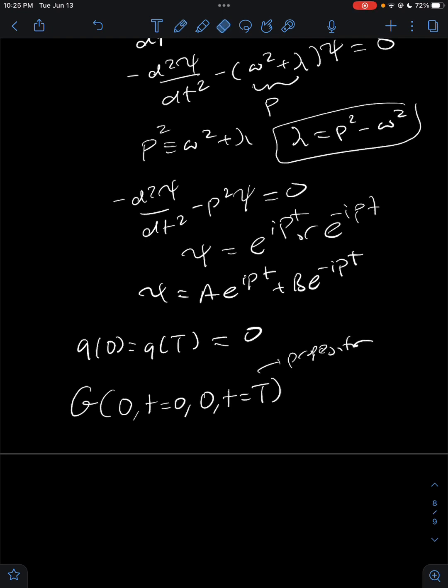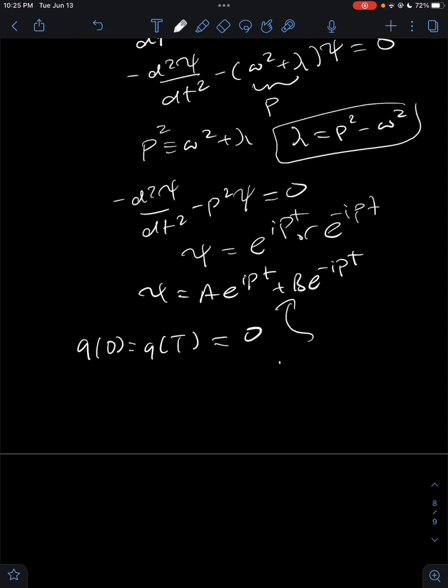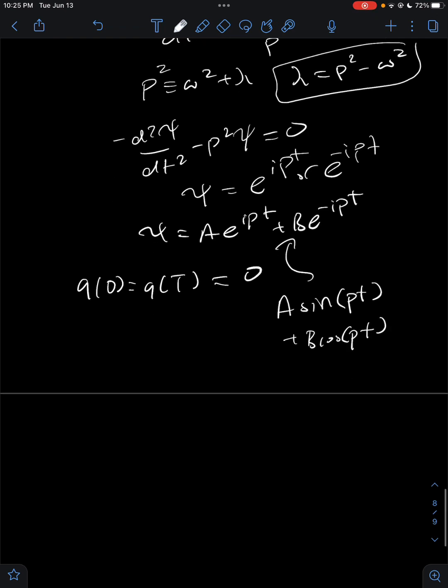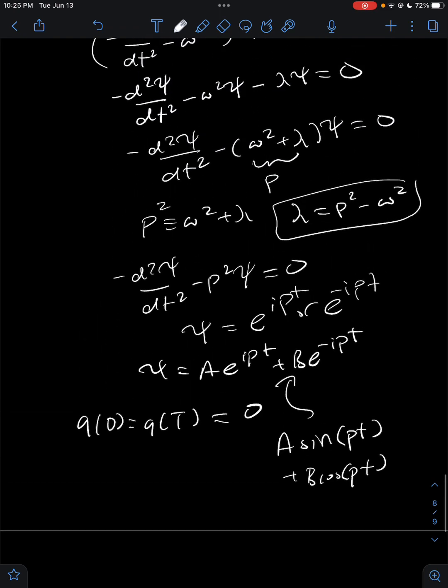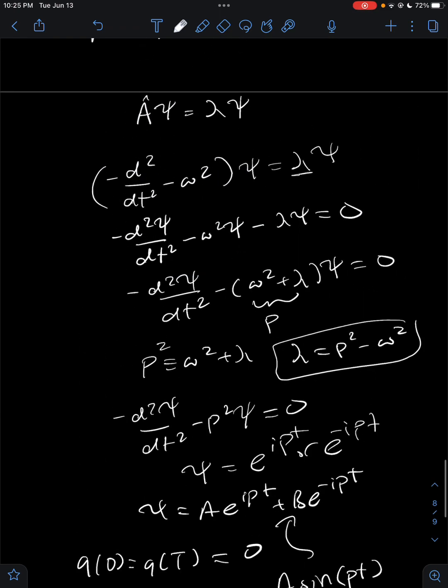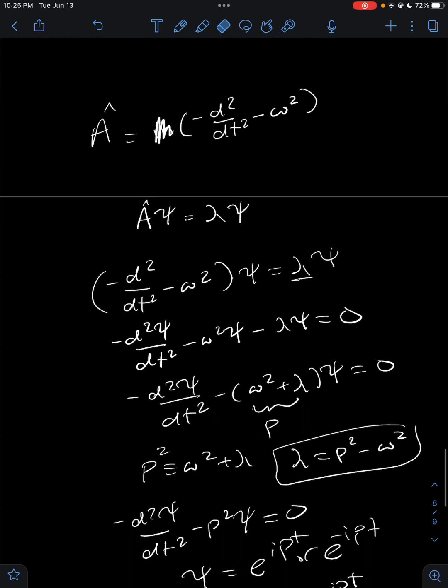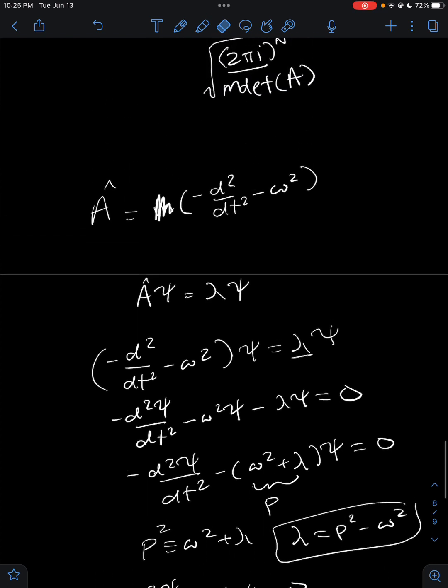So we can use this to actually extract some physical information. We can rewrite this as a sine of pt plus b cosine of pt. And since q of 0 is 0, this means that, actually, it's kind of funny, we should be writing this out as q instead of psi.